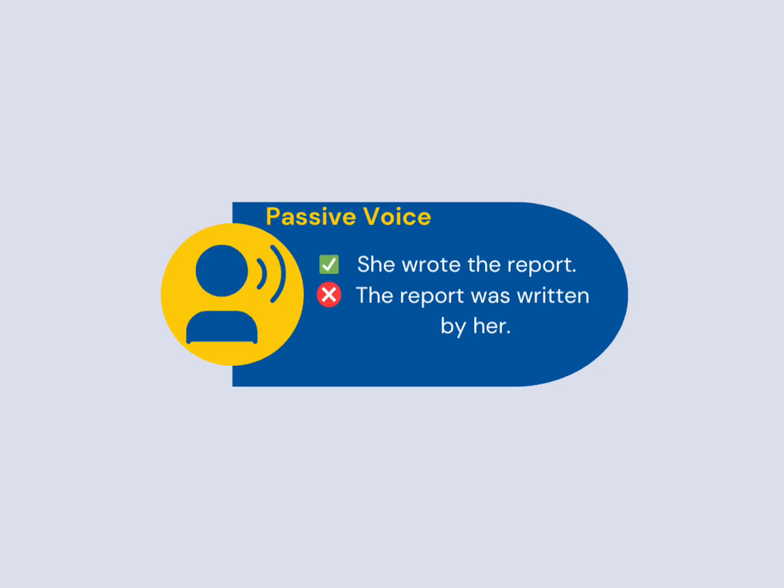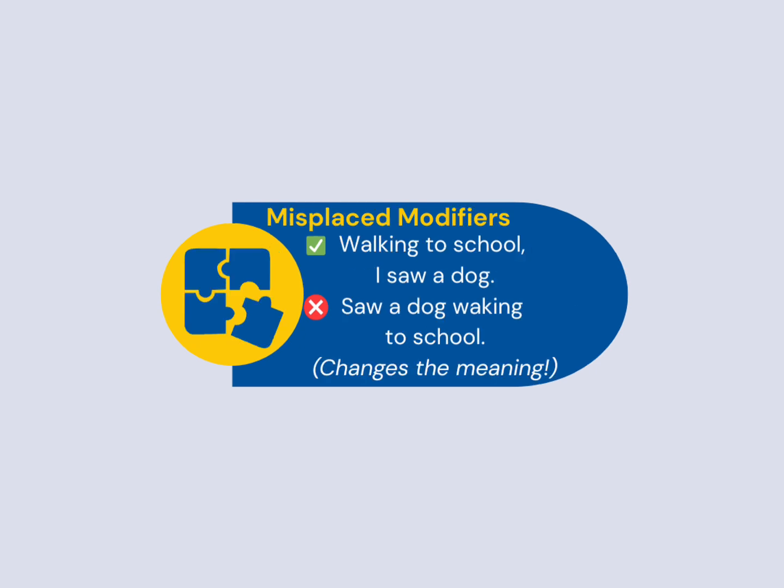Passive voice. In passive voice, the subject of the sentence is acted upon instead of doing the action. For example, "the report was written by her" focuses on the report, not the writer. Active voice is usually clearer and stronger. "She wrote the report" puts the emphasis where it belongs, on the person taking action. In professional writing, active voice helps your message come across more confidently and directly.